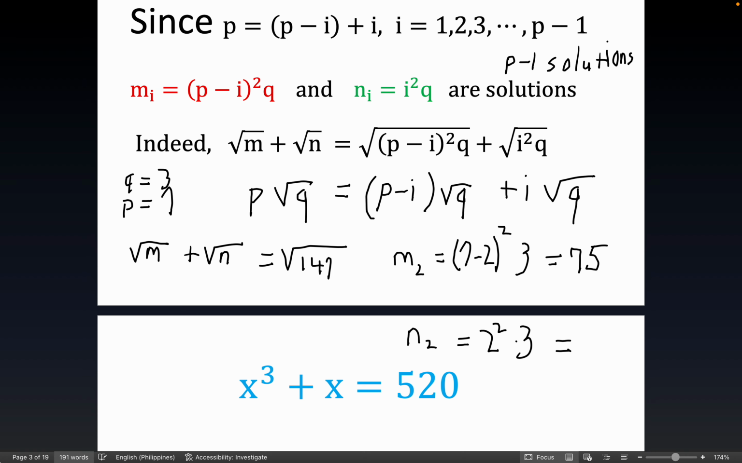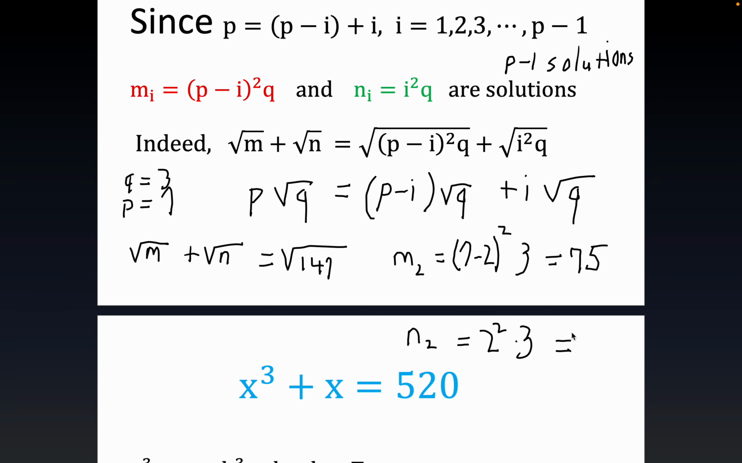And this is one of the 6 solutions, or the 7 minus 1, there would be 6 solutions, and this is 12. You would have 7 minus 1 equals 6 solutions. So this is one of the 6, 75 and 12 would be a solution. You guys can verify right off, just plug in and you'll see that it does work.